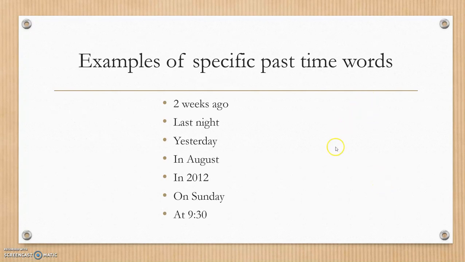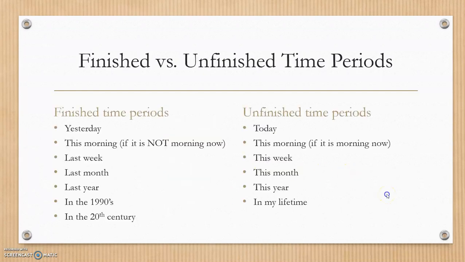Okay, here's some examples of specific past time words. We studied words like this when we did simple past, right? 2 weeks ago, last night, yesterday, in August, in 2012, on Sunday at 9:30. These are finished. Then here's the question about time periods. Are they finished or unfinished?